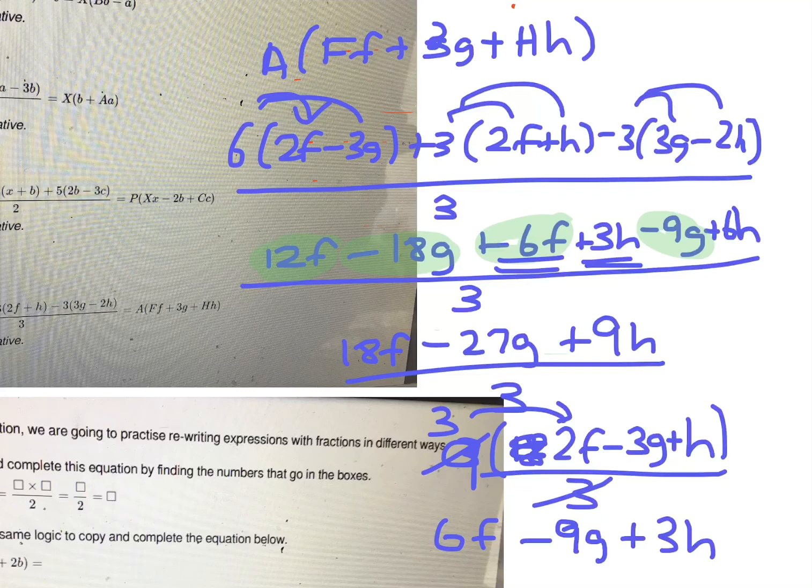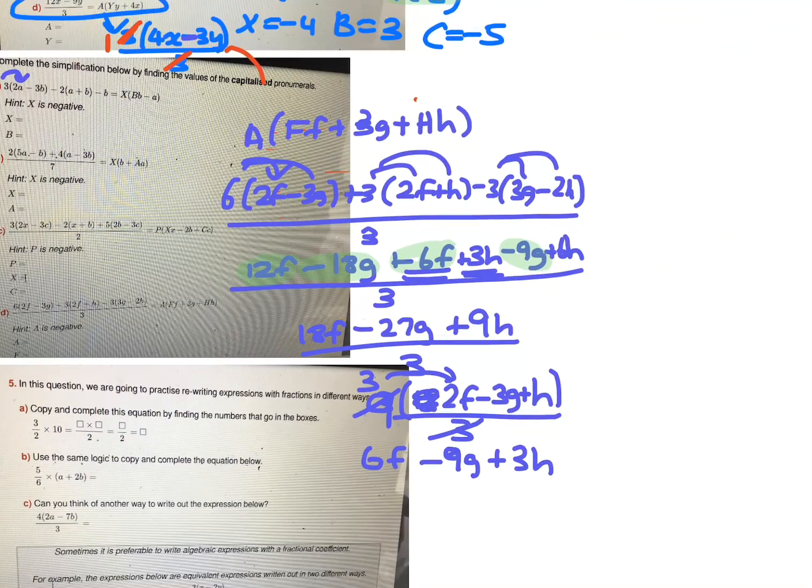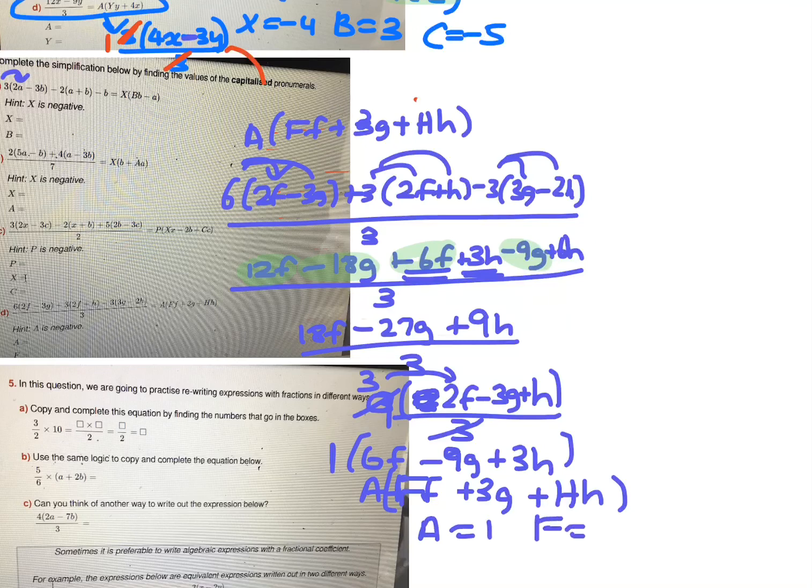We're comparing it to, now we've got AF, 3G, and H. That's actually not too bad. So it's AF. I thought maybe we might have to take out a negative. So AF plus 3G plus HH. I thought it might be like that last one. Okay, so if we look at this, then we've got AF. There's nothing for the A, so we just put a 1 there. And we end up with A equals 1, big F equals 6.